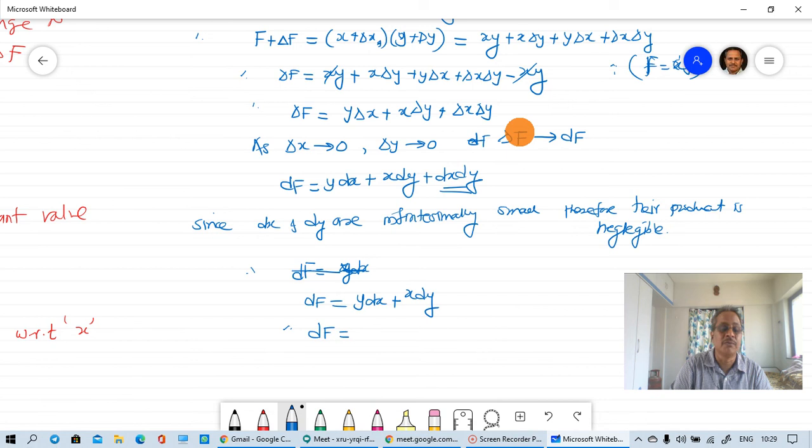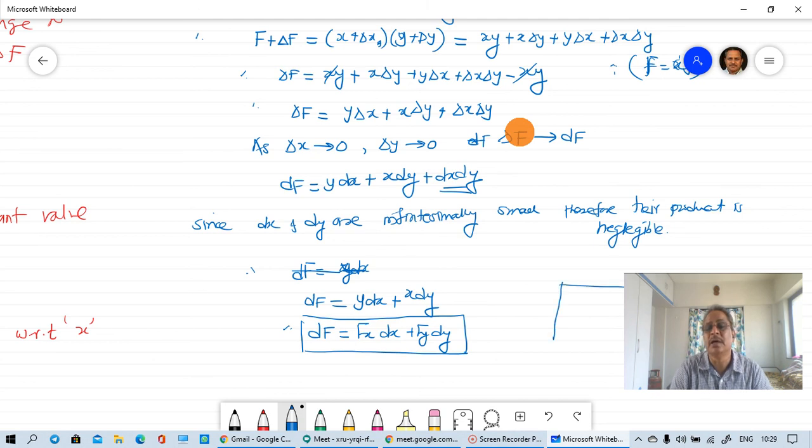This is df is equal to fx into dx plus fy into dy. This is what our total differential equation is. That means a very simple idea. This is my initial rectangle, this is x and this is y, and now x changes by an amount delta x and y changes by an amount delta y. So this is my x and this is y. This is delta y here, this is delta x here, and this is the change in area.